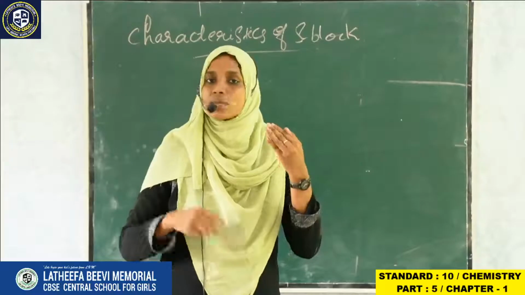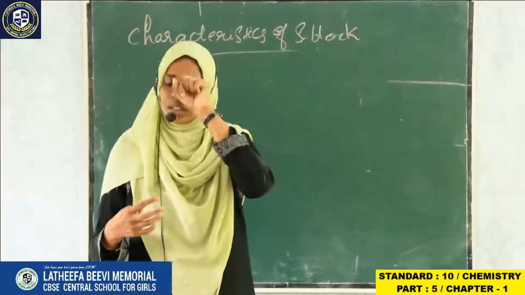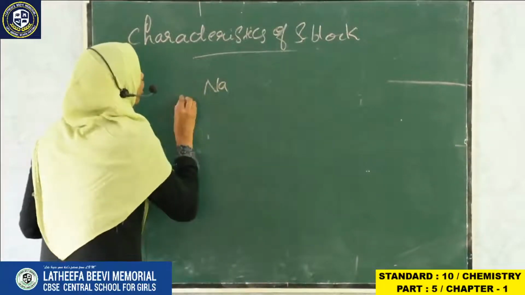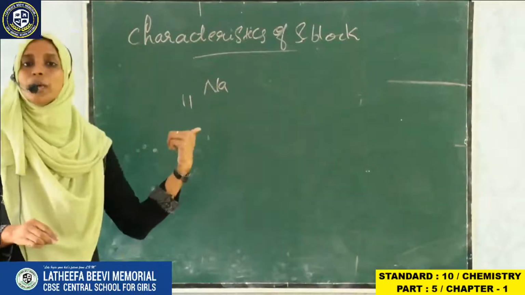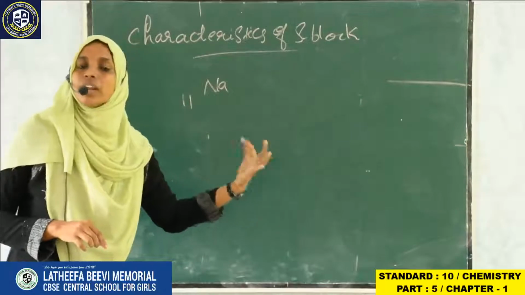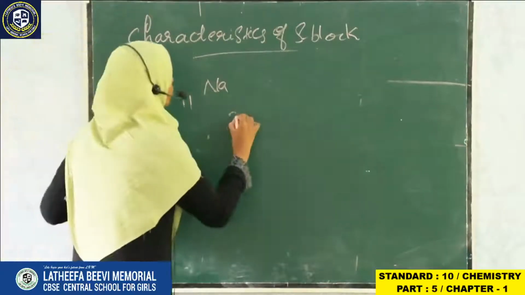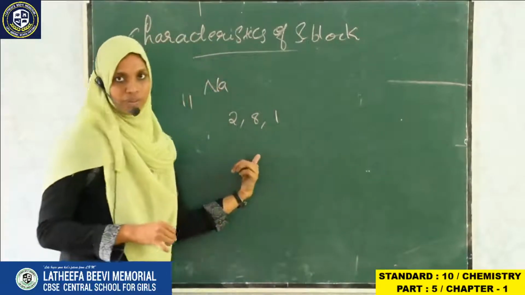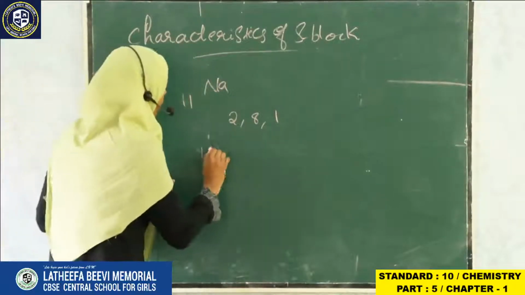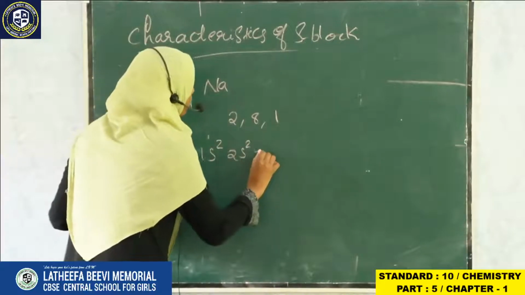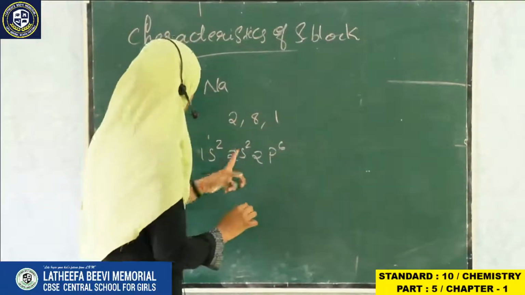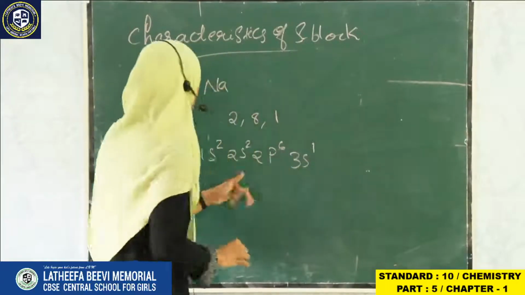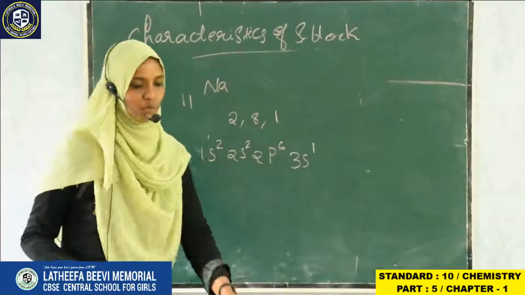Let us write an example. Sodium, the atomic number is 11. So what about the electronic configuration? 2, 8, 1. This is the electronic configuration. And what is the subshell electronic configuration? 1s2, 2s2, 2p6 and 3s1. Okay, this is the subshell electronic configuration of sodium.